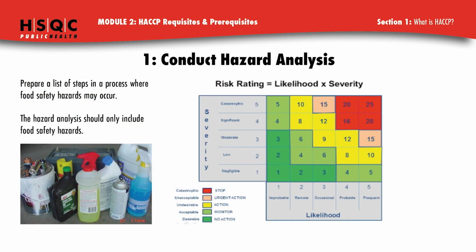1. Conduct hazard analysis. Prepare a list of steps in a process where food safety hazards may occur. The hazard analysis should only include food safety hazards, for example, bacteria, germs, foreign objects in food. The risk rating is a product of the likelihood of the risk multiplied by the severity of the risk.